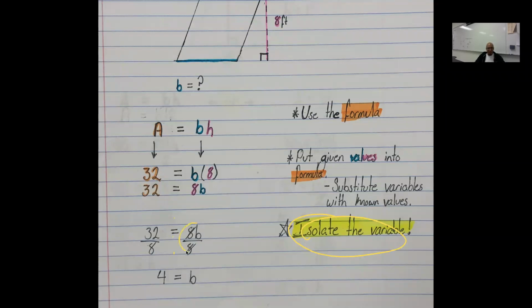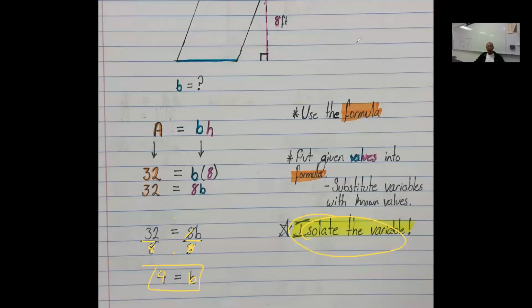We know that the variable is here on the right side, so I'm not even going to worry about the left. And so the opposite of multiplying b by 8 is to divide by 8. So I'm going to divide by 8 so that I can cancel that out. Thus, b is now isolated, but whatever I do to one side, I do to the other. 32 divided by 8 is equal to 4.